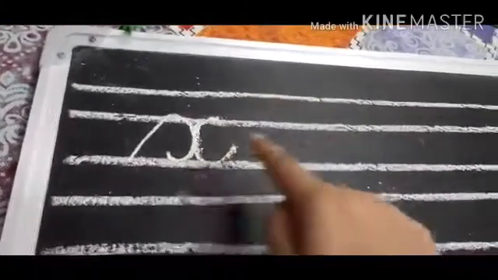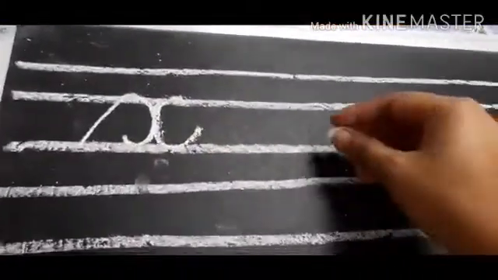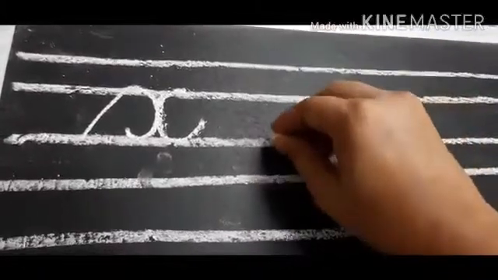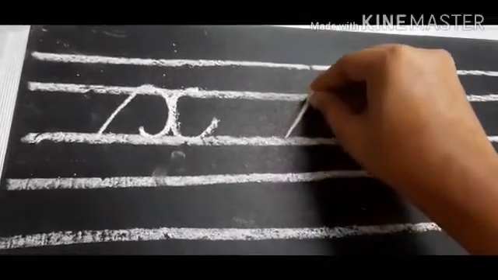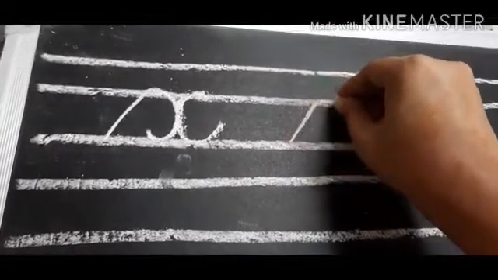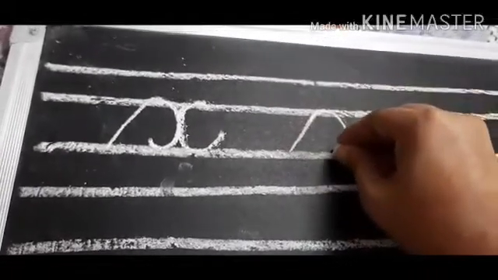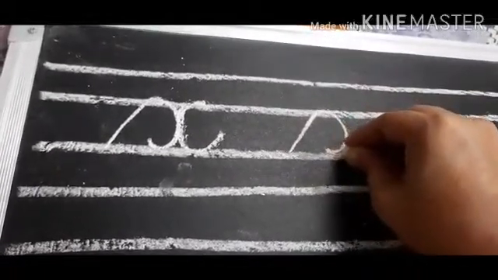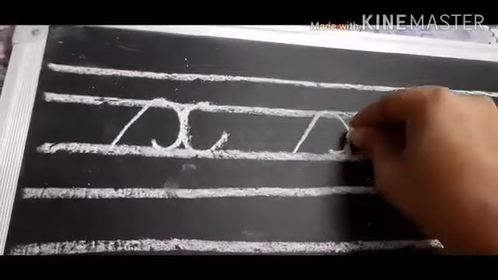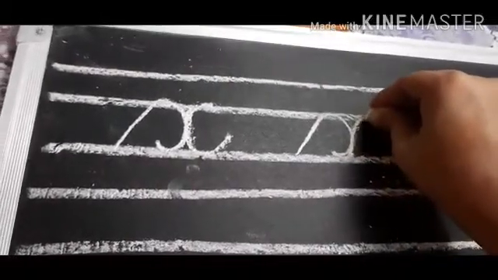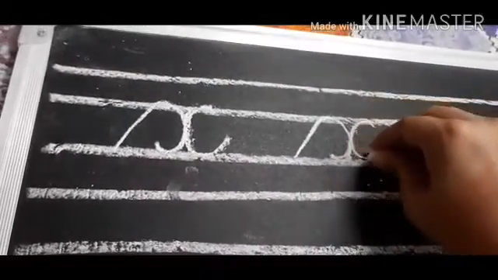What is this? Cursive X. Look here once again. From the third line, go slant, touch the second line, make a half curve like this, then again go back and make a half curve like this.